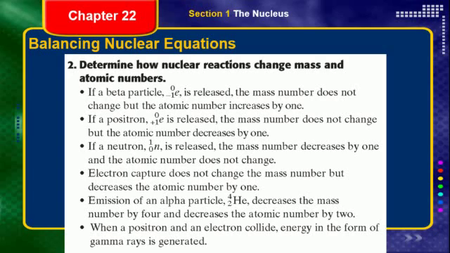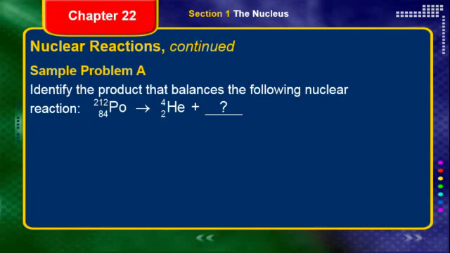When a positron and an electron collide, energy in the form of gamma rays is generated. You may have heard of these gamma rays. It's not something that we encounter very often in normal common life. This is one of the reasons. We have some special subatomic particles that need to come into contact in order for these things to be generated, and that's why we don't see a whole bunch of Bruce Banners and Hulks running around.